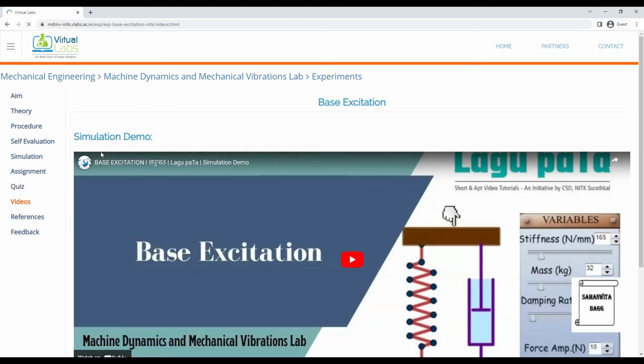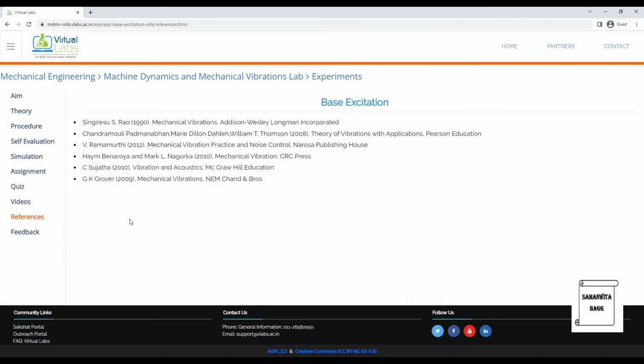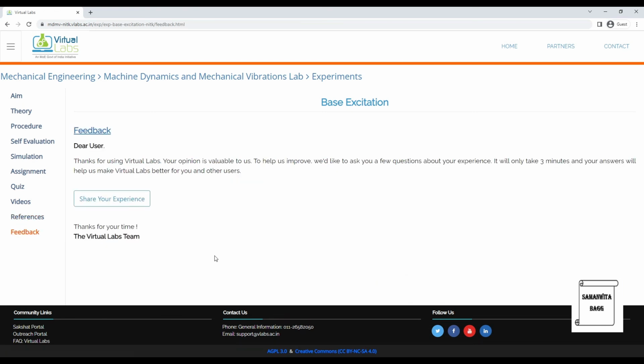Then the simulation demo has been provided for explanation of how to conduct the experiment. These are the various references for this experiment. And finally, there is a tab for feedback. Once you're done with the experiment, you can provide a feedback on your experience of learning through virtual lab.